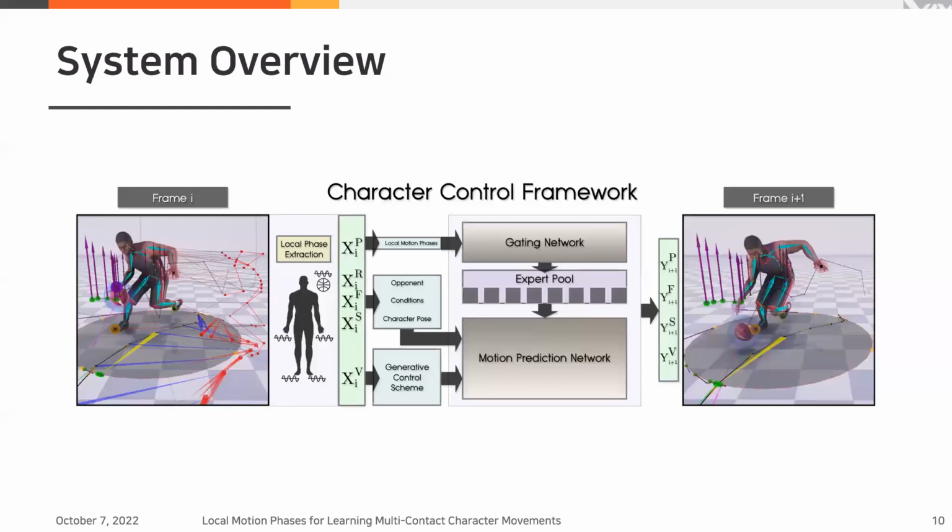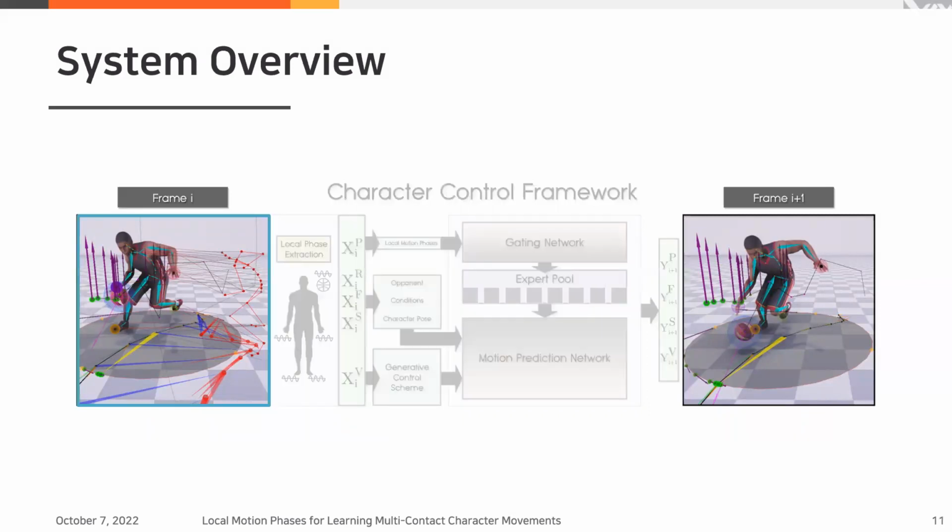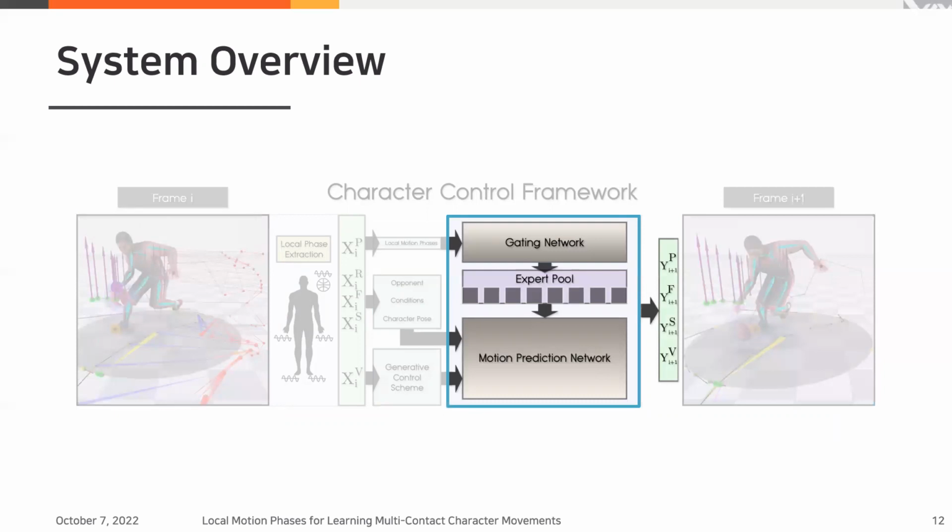Moving to the method, this is the overview of the proposed system. Given the current state of the character and the control signal, the model predicts the variables for the next frame in an autoregressive manner. And the proposed framework is composed of gating network and the motion prediction network. The gating network computes a set of expert weights and learns how to dynamically combine those weights through blending coefficients to construct the motion prediction network.